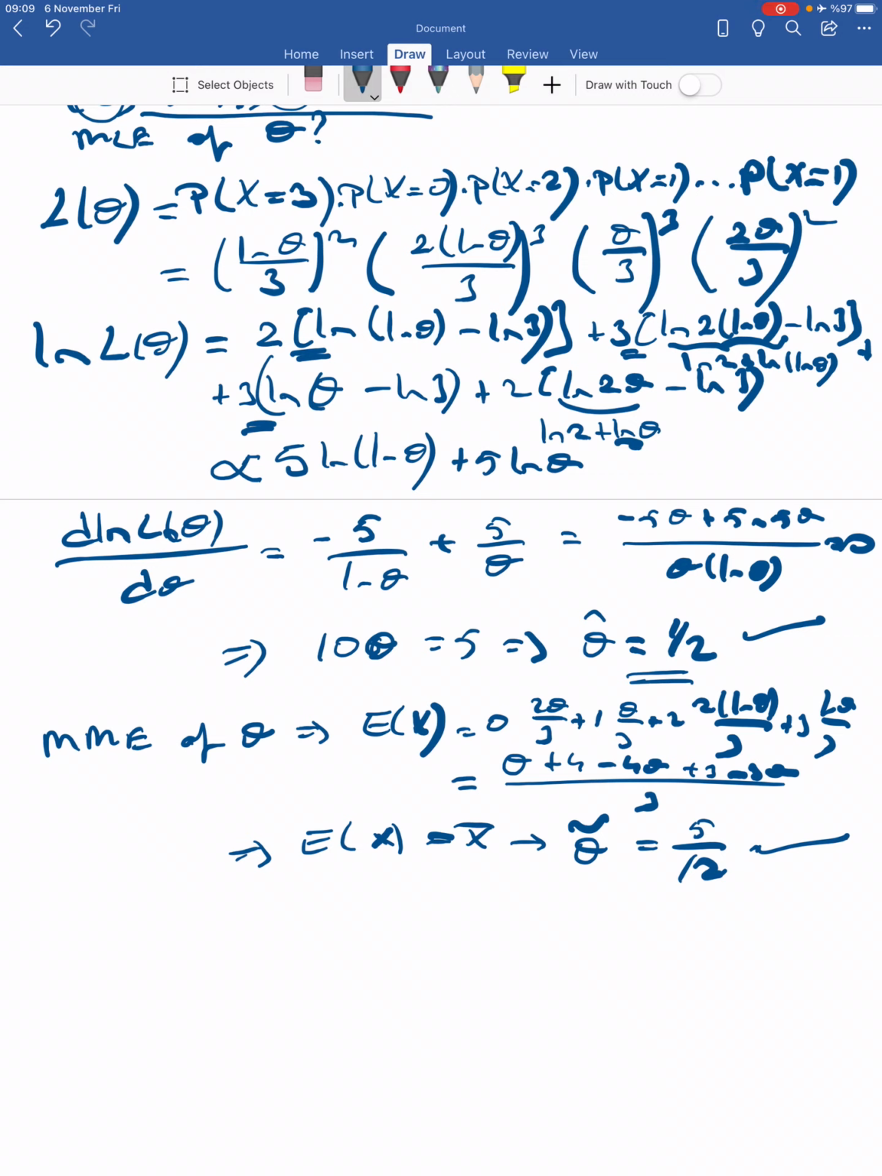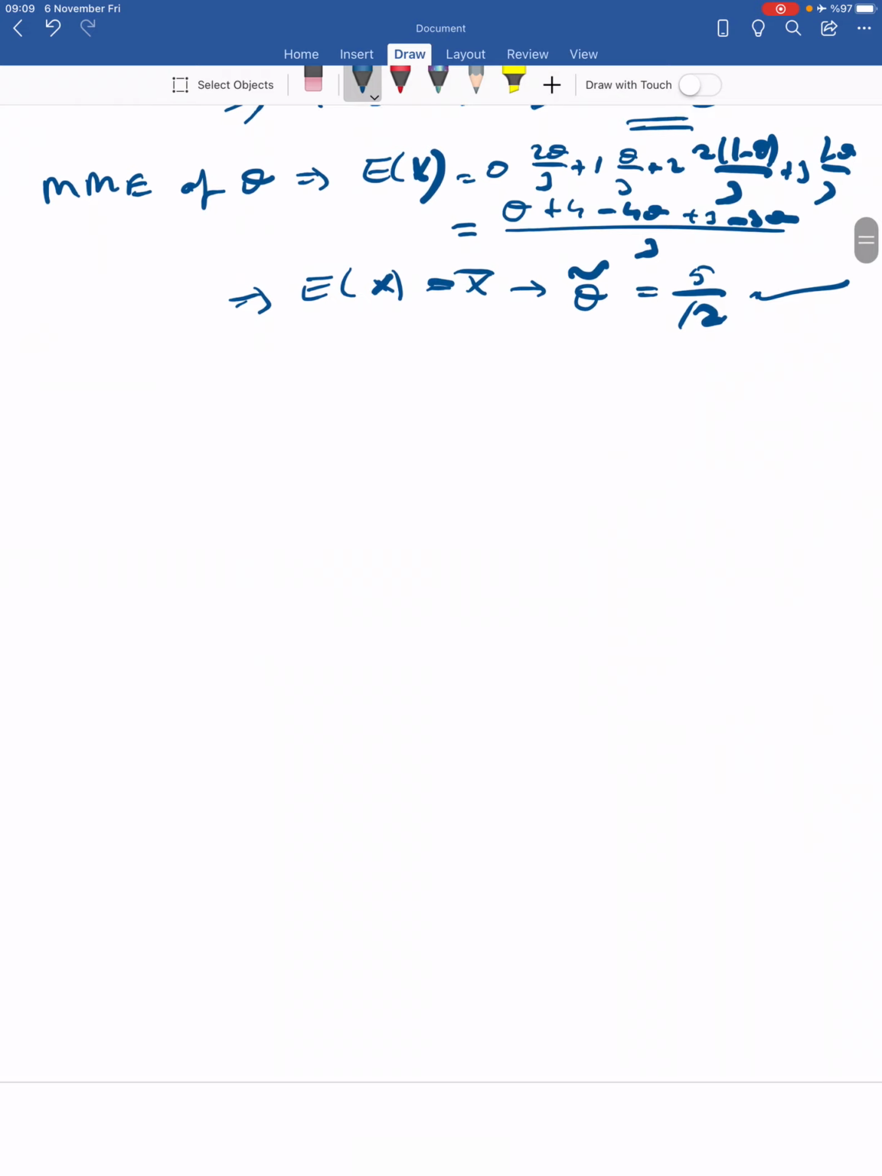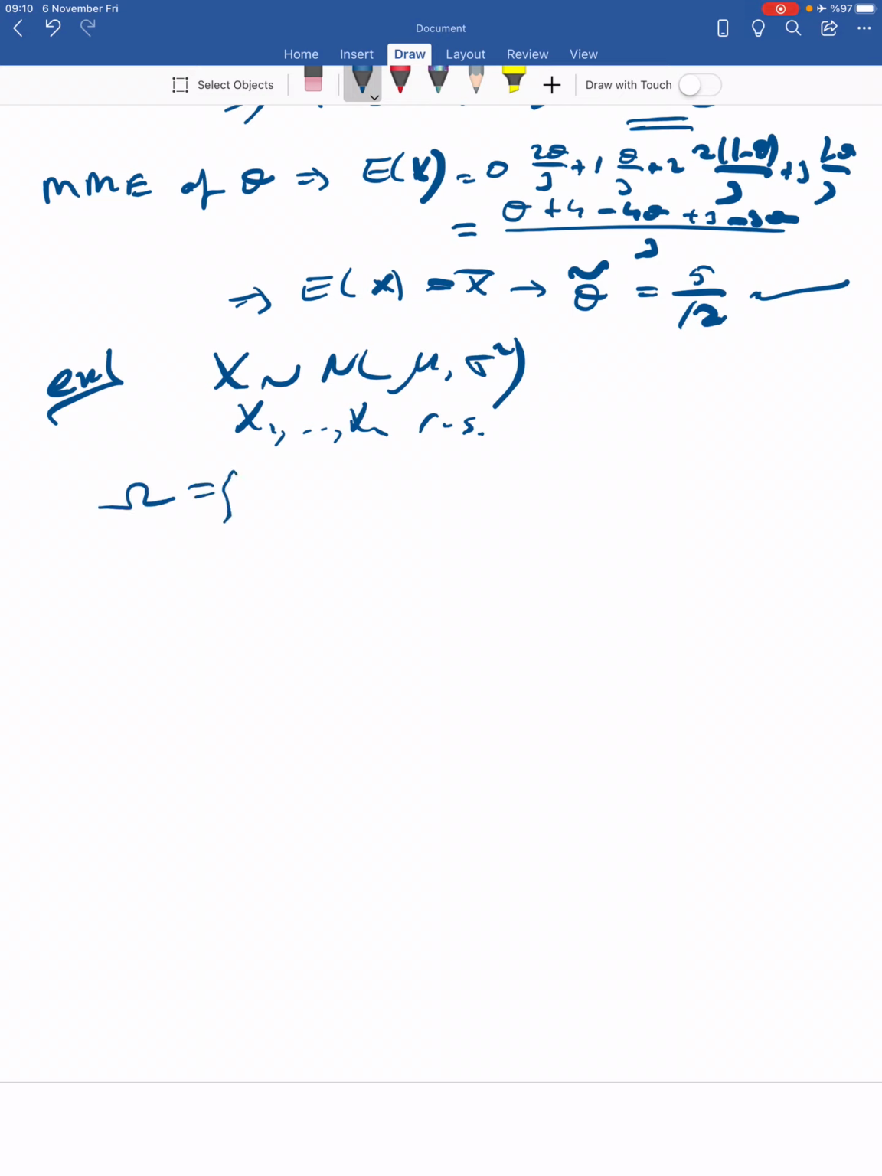Okay, so let's focus on an example with 2 unknown parameters. Very simple one actually, we use it a lot. Normal example. How to define the MLEs of mu and sigma square. Let's assume that again we have a random sample of size n. The parameter space for mu and sigma square is such that mu is in the real line and sigma square is a positive quantity. Okay, so this is the parameter space that we have.